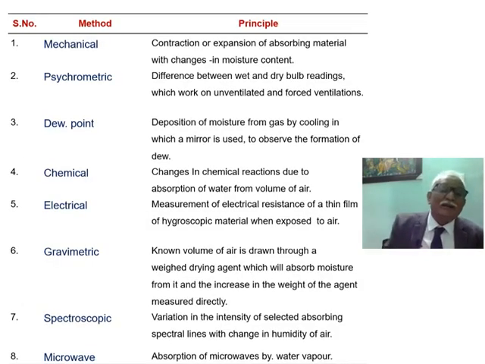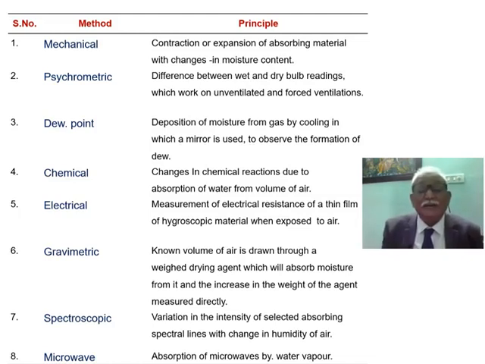Now, here in the practical class, there are different principles and methods to measure humidity. What are those? Mechanical: contraction or expansion of absorbing material with changes in moisture content. The atmosphere has a maximum of 4% of moisture. It may range between 0.05 or 0.5, or in certain conditions 1 to 4%. Suppose we keep a material and it absorbs moisture; sometimes its color or weight or something changes. So that is number one: mechanical means contraction or expansion of absorbing materials with changes in humidity.